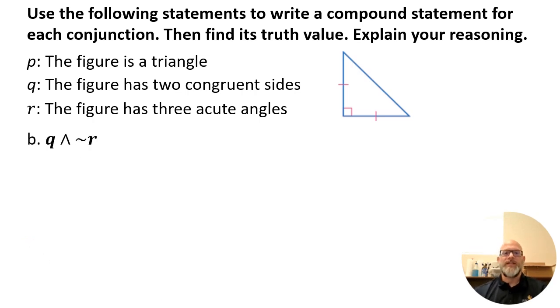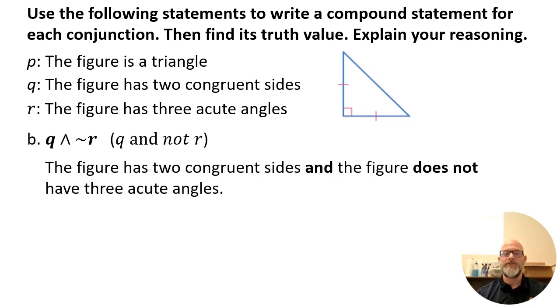Use the following statements to write the compound statement for each conjunction, just like before. Q and, how do we read this? Q and not R. Q and not R. All right, first thing, translate to verbal from algebra. This is algebra, translate to verbal. What do you get? The figure has two congruent sides and the figure does not have three acute angles. Truth value of Q, true. Truth value of not R, the figure does not have three acute angles. That's true. Therefore, what's the truth value of Q and not R? Definitely true. True and true, definitely true.